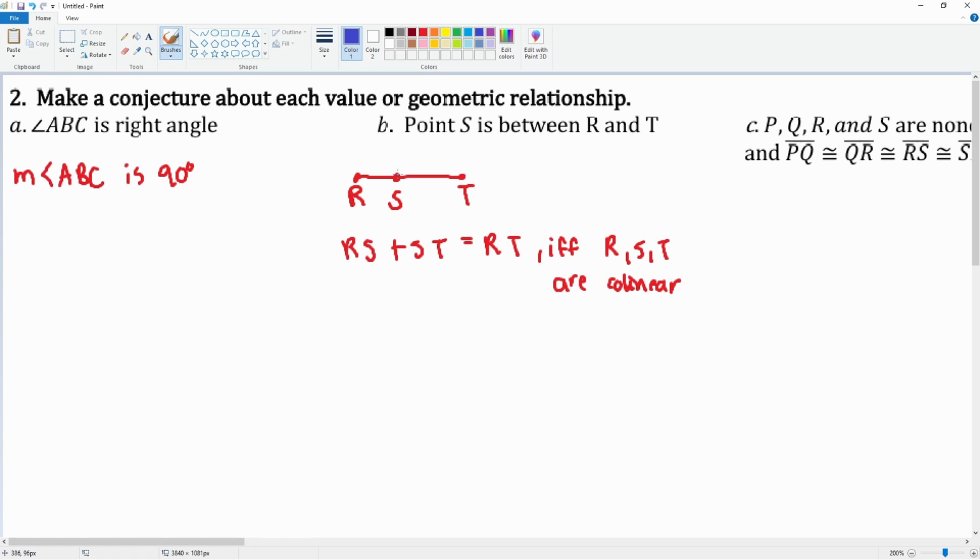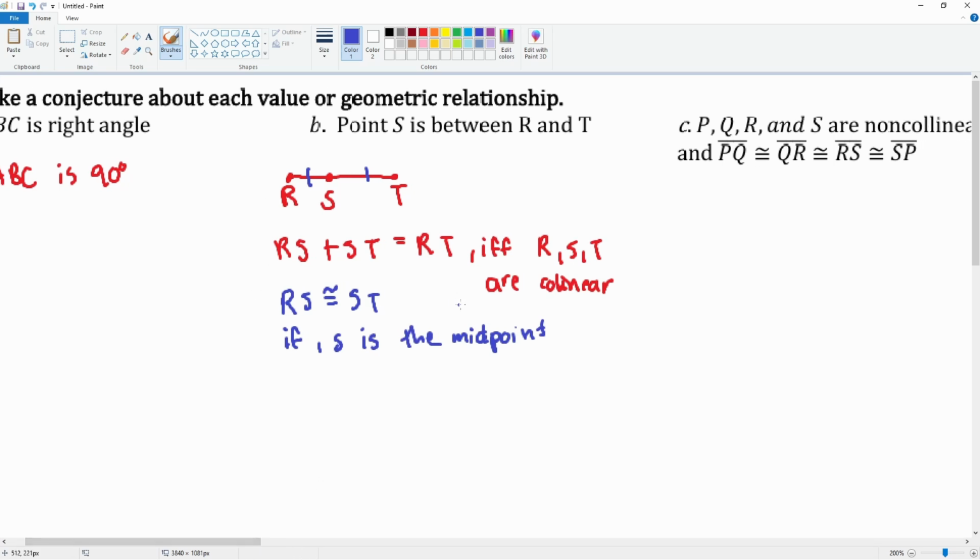If you add this part, that means you can then also say RS is also equal or congruent to ST if S is the midpoint. So it depends on what you have. Okay, the red part is the segment addition postulate, that you can add two segments together, gets you a bigger segment, and the blue part is the midpoint.